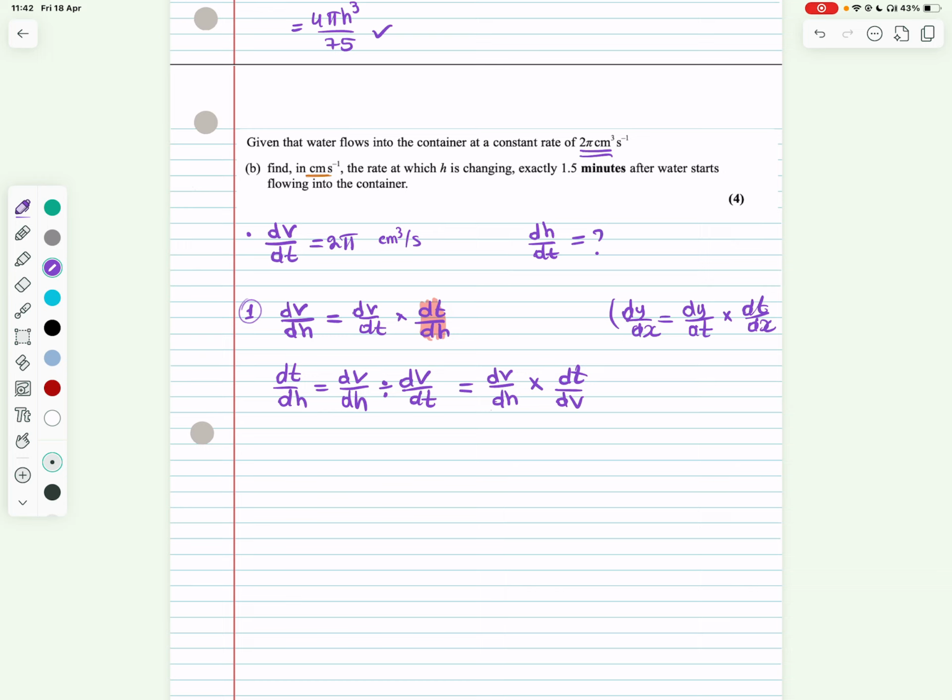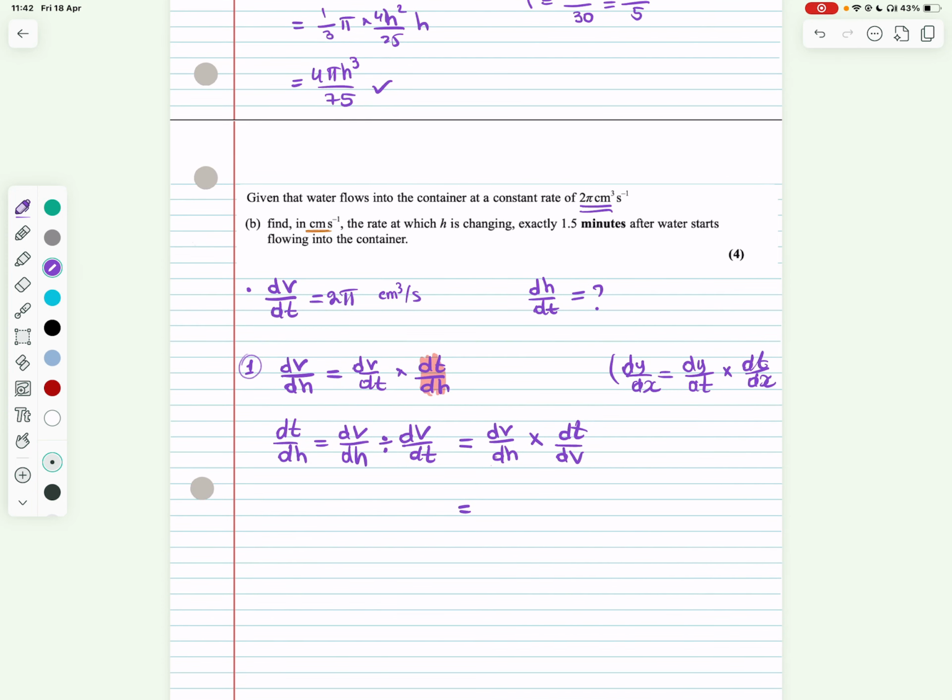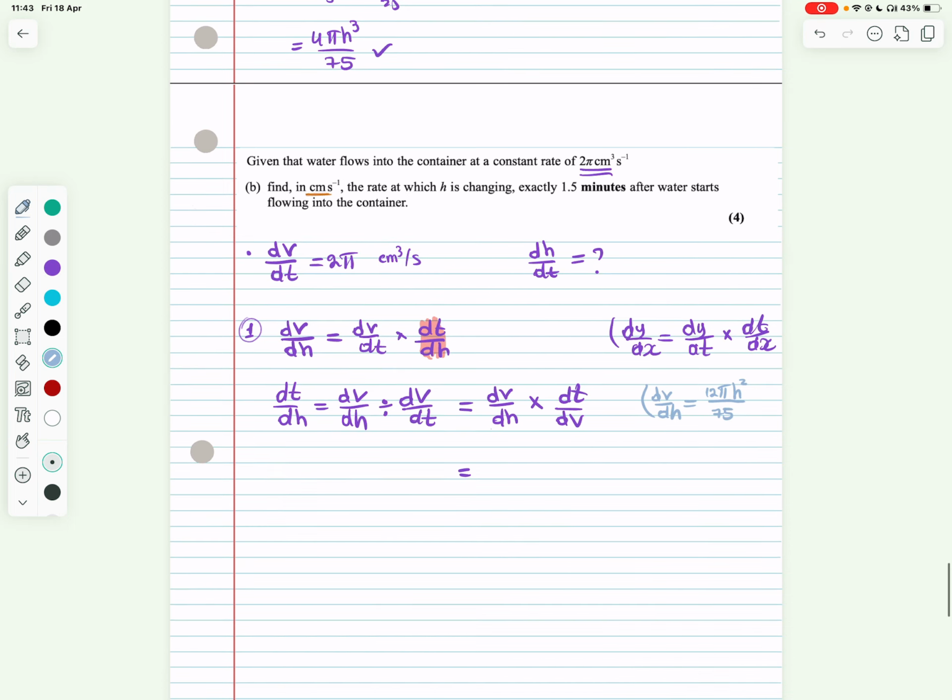Okay, and then I just put everything that I know so far into the expression. So I know dv over dh, so I can work this out from the previous formula or expression right here. Let me actually do this somewhere here. So dv over dh is the derivative of volume with respect to the height. That is going to be 12 pi height squared divided by 75. So you can simplify this by 3 or whatever. I'm gonna be keeping it like this.